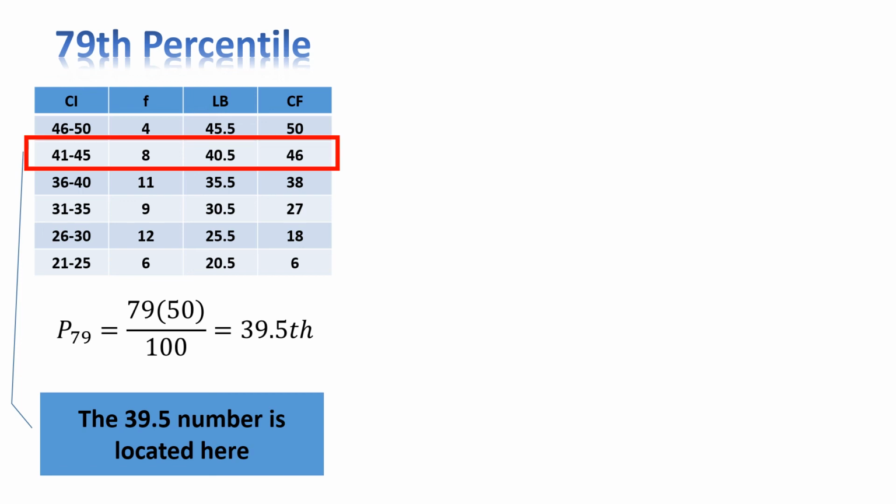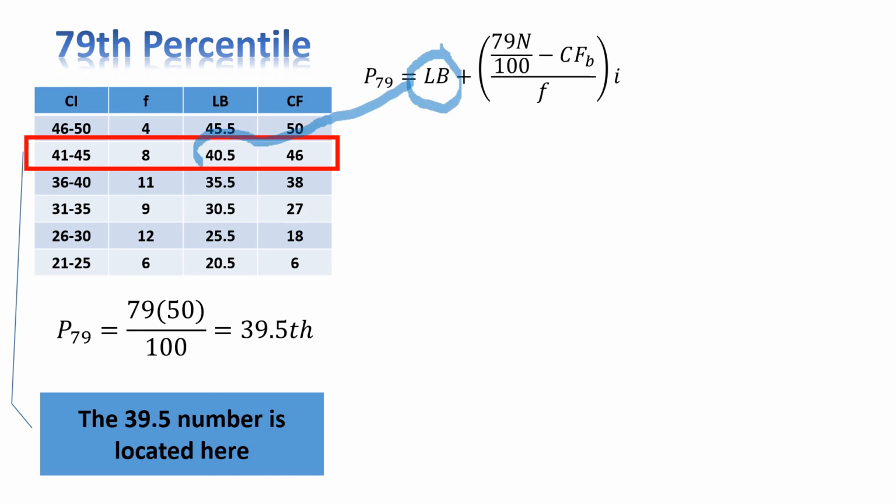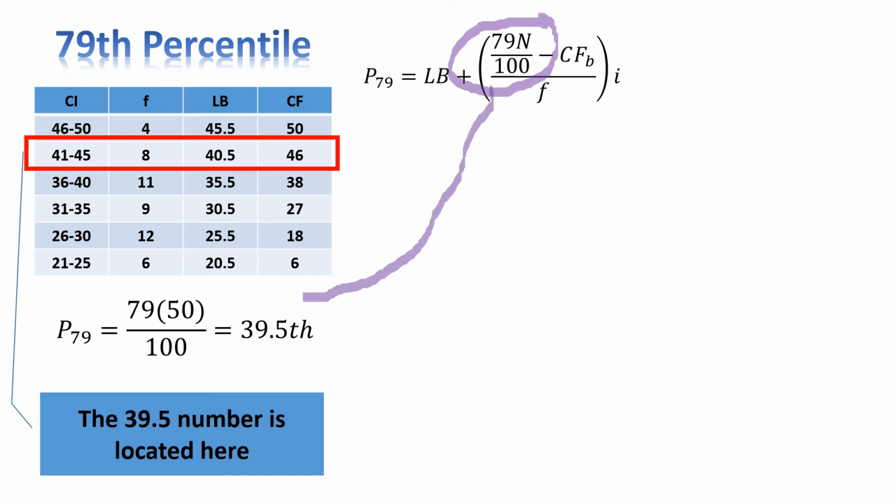So, dito tayo mag-i-interpolate. So, gamit yung formula, P sub 79 is equal to lower boundary plus 79 times n over 100 minus the cumulative frequency below divided by the frequency times the interval. So, ano yung mga data na kailangan natin? Lower boundary, dito lang siya kukunin. Tapos yung ating position, ito. Position ng ating percentile, 79 percentile ay ito, 39.5.